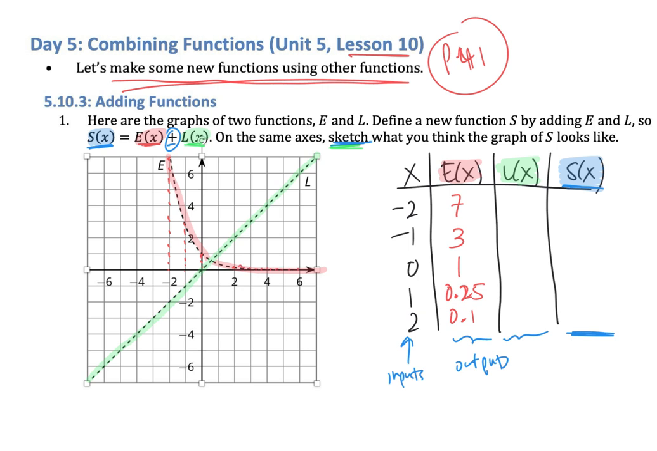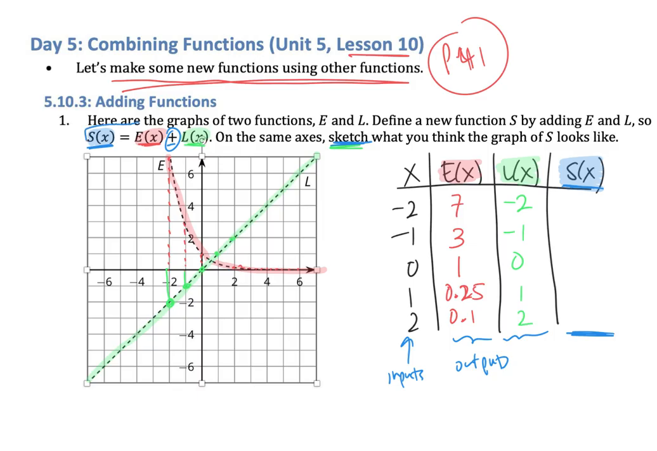So how much impact is that really having? Let's look at our L values. When I plug in -2, L of -2 looks like it's -2. When I plug in -1, L of -1 is -1. L of 0 is 0. L of 1 is 1. L of 2 is 2.